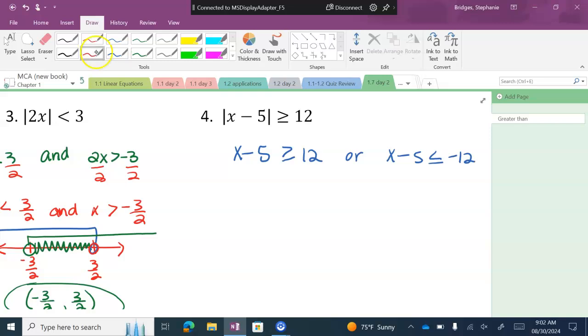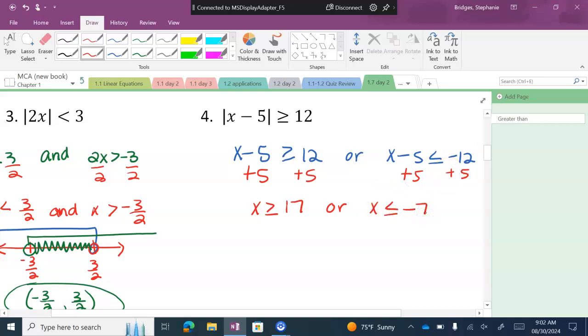All right, then we can solve. I get x is greater than or equal to 17, or negative 12 plus 5 is what kind of 7? Negative. So negative 7 is smaller. I am greater than or equal to 17, which is closed and going to the right. I am less than or equal to negative 7, which is closed and going to the left. The word is "or", which means I only have to have one of them true.